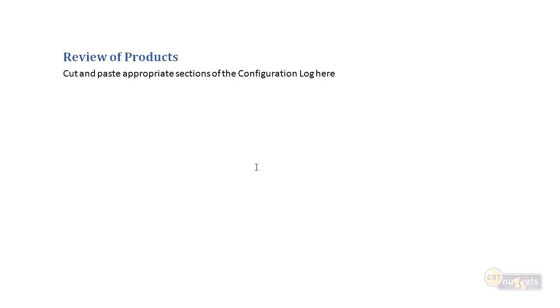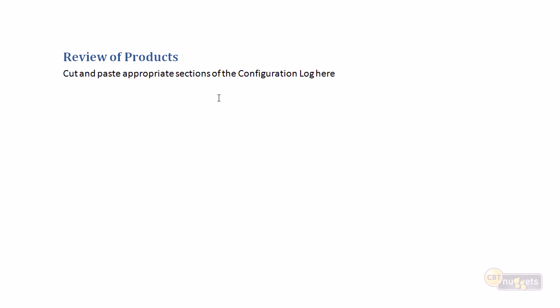And then finally, a review of the products. And I'm saying this is just a cut and paste of the appropriate sections of the configuration log. The configuration log had a detailed track of all of the CI items for the project. Some of the CI items on your project may not warrant carrying forward and cutting and pasting into the end of project review. Some of them are going to be interim deliverables. Some of them are going to be working papers from the team.